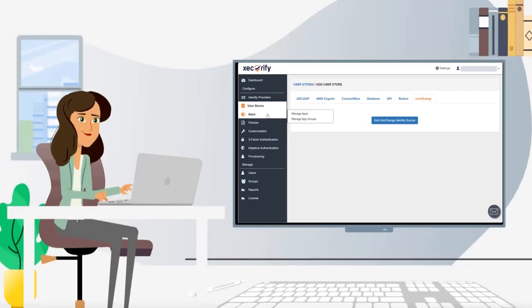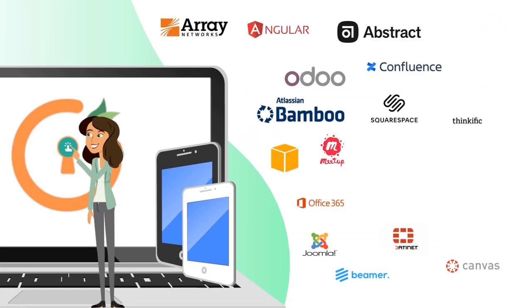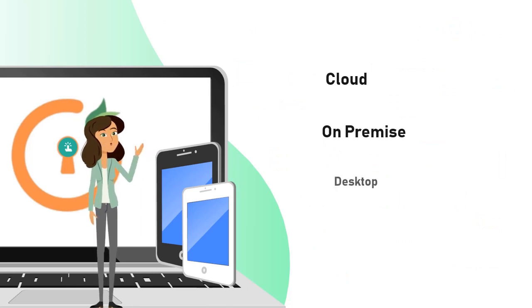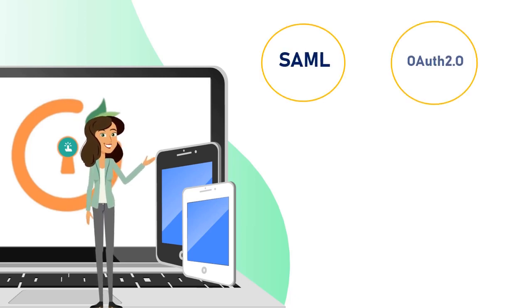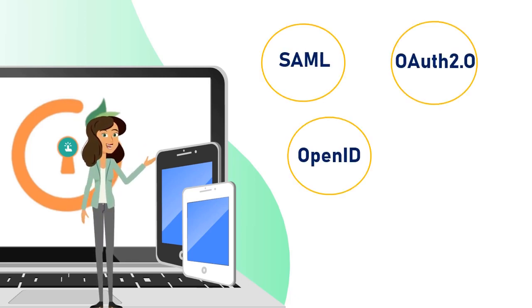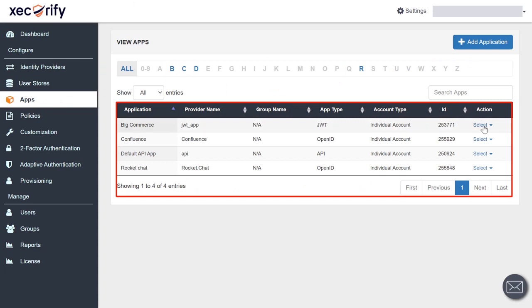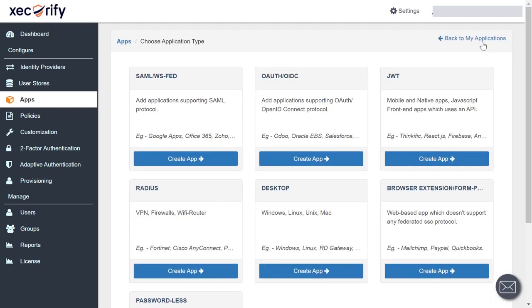Now let's go to the app section. miniOrange helps you to enable SSO into a wide variety of 5,000 plus pre-integrated applications for cloud, on-premise, desktop, and mobile applications via popular SSO protocols like SAML, OAuth 2.0, OpenID Connect, JWT, WS-Fed, and many more. Here the app section shows a list of all the configured applications and options to modify them. To add an application, click on the Add Application button.